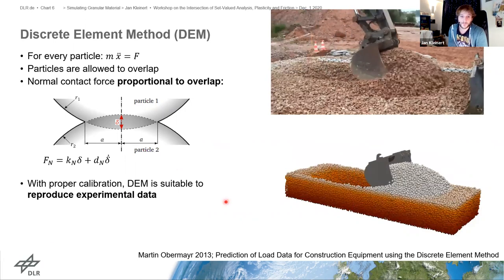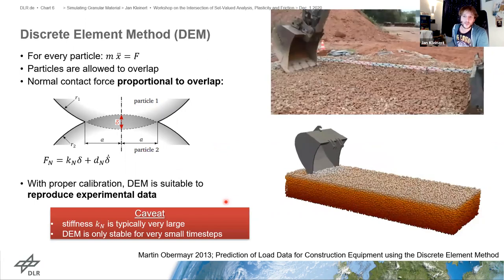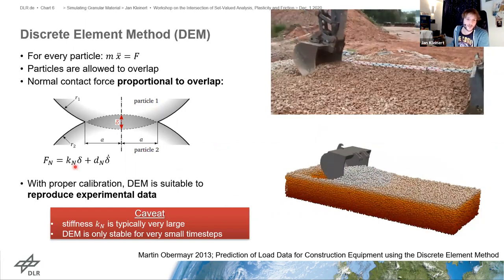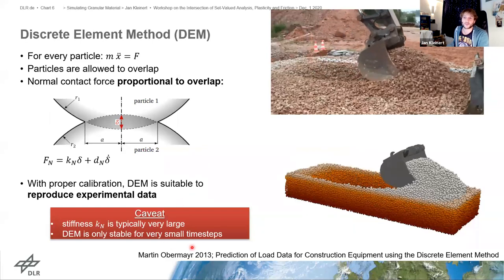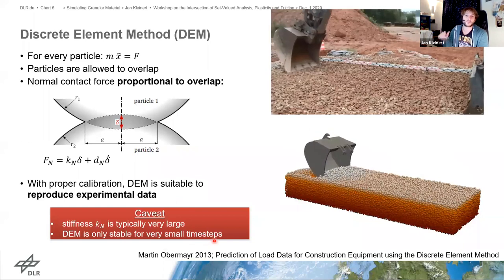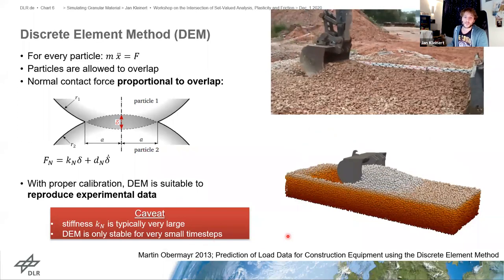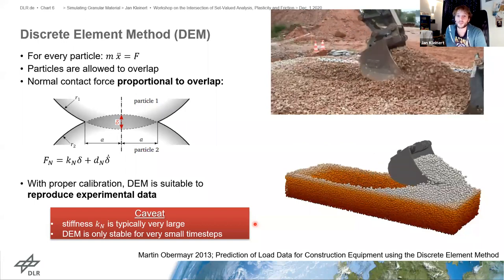Now there's a big caveat with the discrete element method though. These stiffnesses are typically very, very large, so the method is only stable for very small time steps. I'm talking about, I don't know, like 10 to the minus 5 seconds or 10 to the minus 7 seconds. And this is kind of what got us interested in the non-smooth methods.